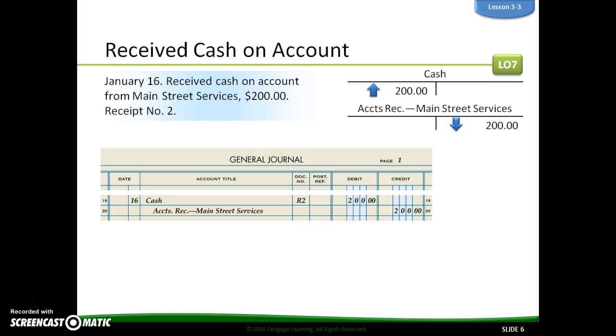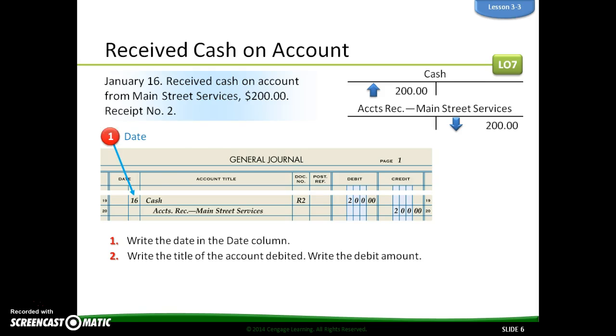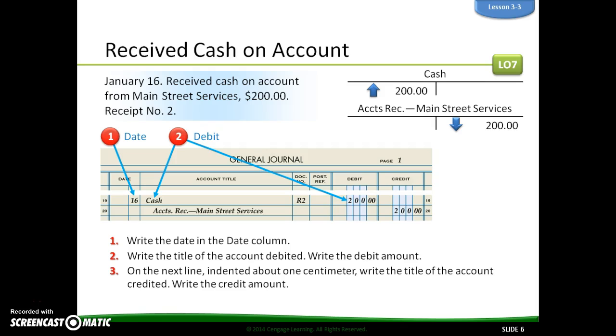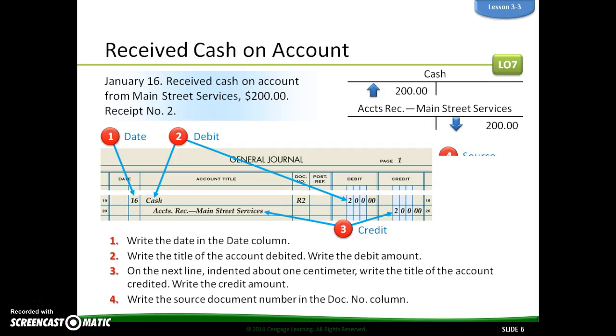Okay, so as we look at our general journal here on January 16, we're going to note our cash first, and our cash is being debited $200. We're going to credit accounts receivable for the same $200, and we're going to remember to note that the source document is receipt number 2.